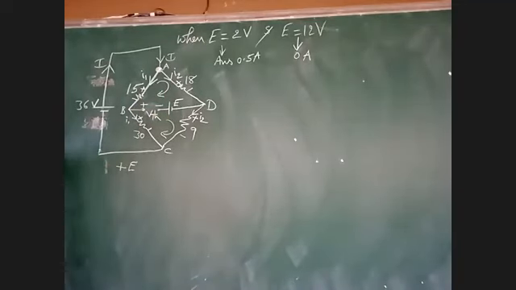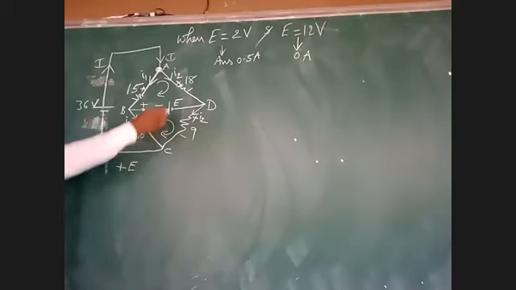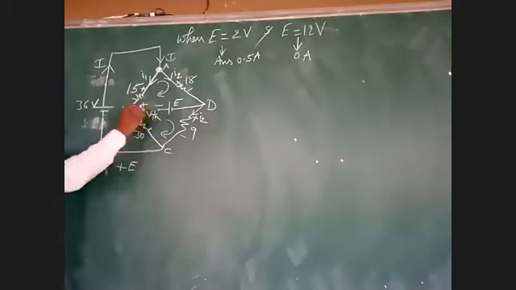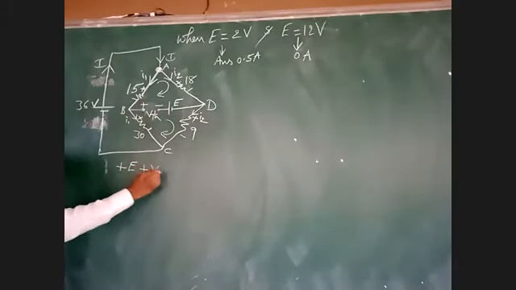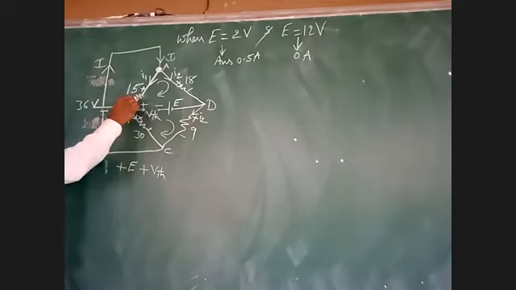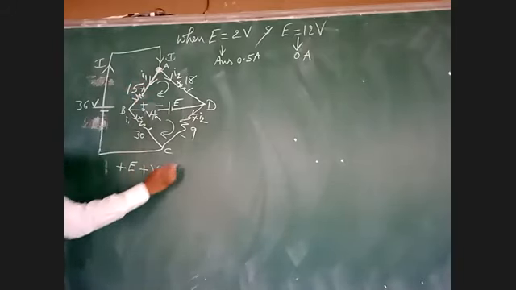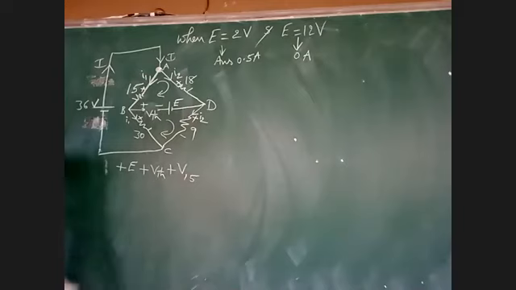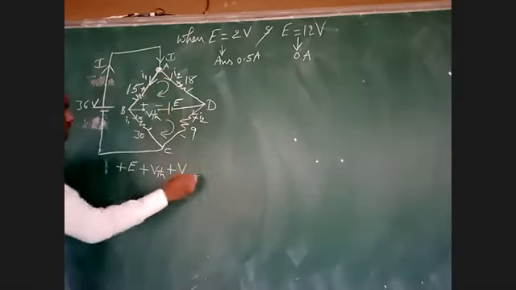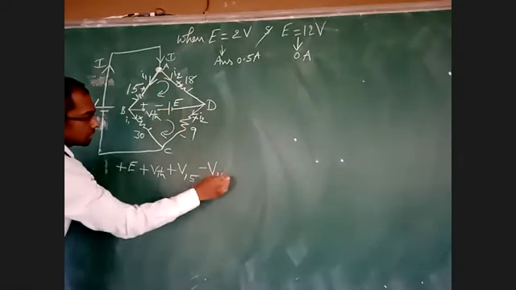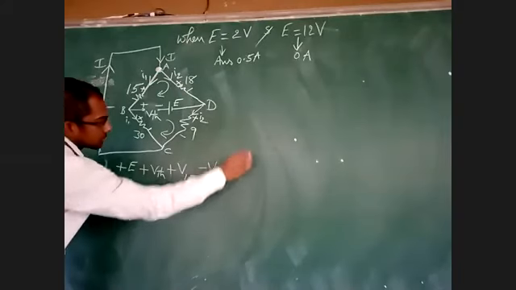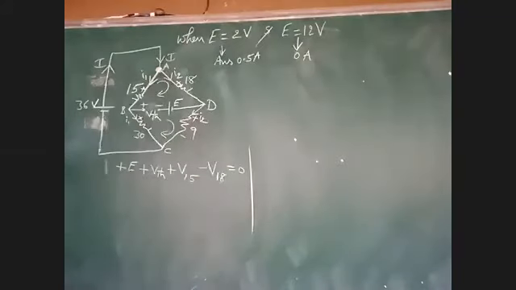Plus. Okay, this is plus. Minus to plus, plus VTH. Minus to plus. Plus, voltage in 15 volt. Plus to minus, minus voltage in 18 volt. That is equal to 0.